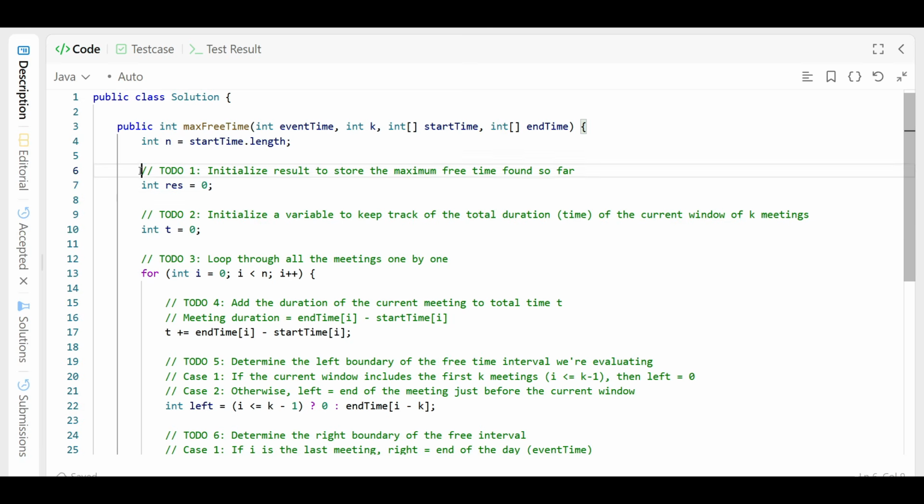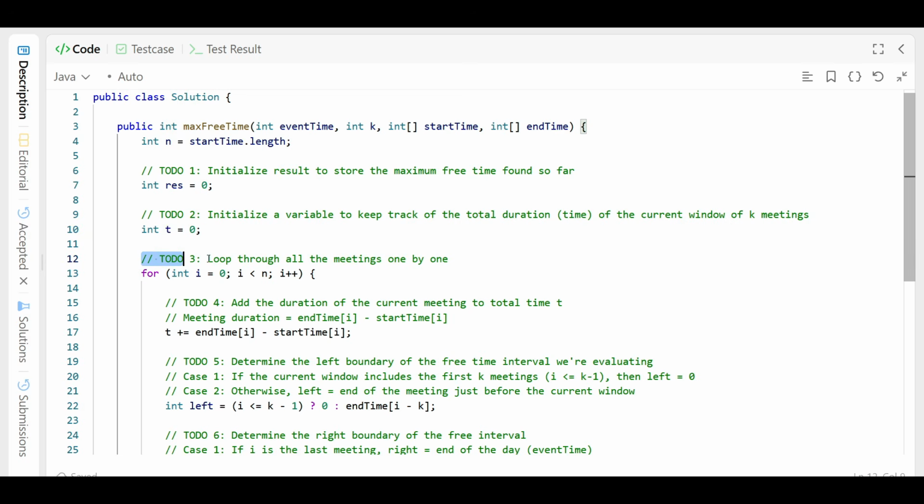Then in the very first step, let's suppose we want to store the result, the maximum free time so far, and that we will call result. So we initialize the result to store the maximum free time found so far. Next step, we'll define t equal to 0, to keep track of the total duration time of the current window of k meetings.